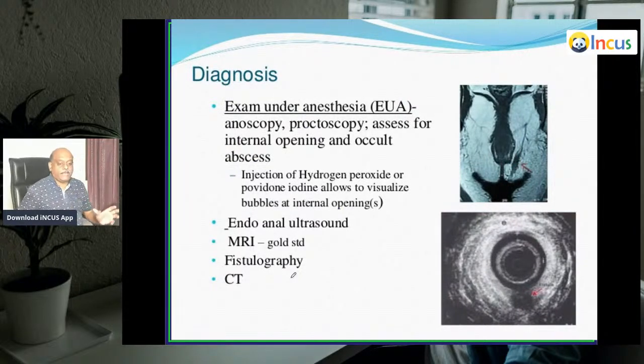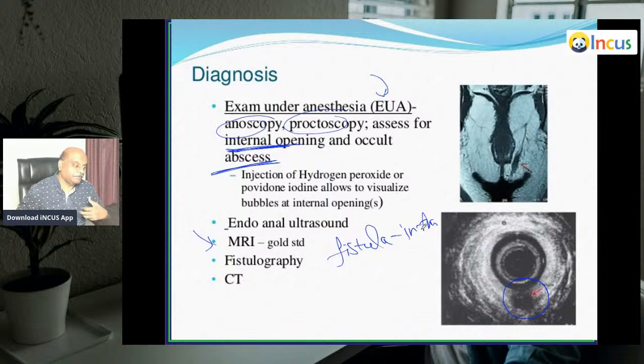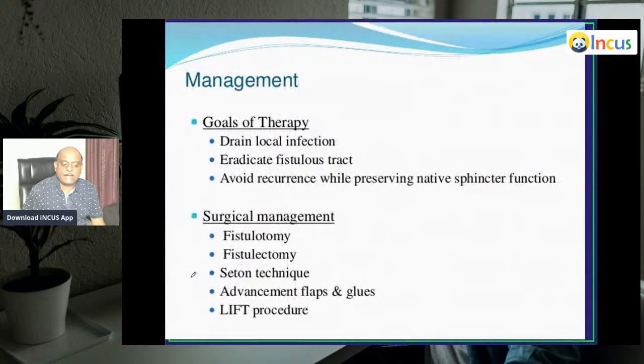So how do you examine? You need to examine under anesthesia. Anoscopy, proctoscopy, you can assess the internal opening and occult abscess. Similarly, there is an endoscopic ultrasound. Then MRI is considered the gold standard for making the diagnosis of fistula in ano. It is non-invasive. You don't need to invade into the already painful anal canal. Fistulography, CT, any of them can be used for the diagnosis.